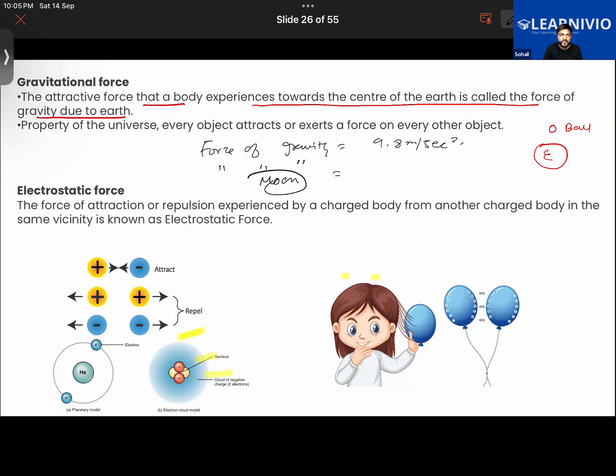Now, if you were to look at the force of gravity of moon, it is 1/6 of Earth. Why is it so? Why is the force of gravity of moon 1/6 of Earth? The moon is smaller than the earth. Exactly. Because of its smaller mass, it has a gravity that is about 1/6 of the Earth's gravity.